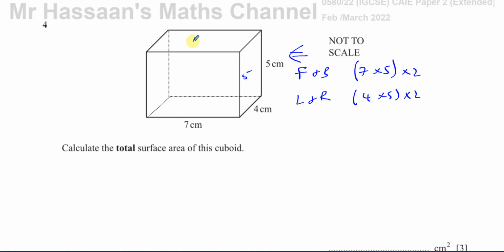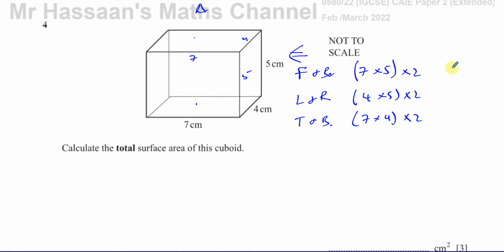And then we got the top and the bottom. If we were looking from above, we would see a rectangle in front of us, and its dimensions would be 7 by 4. So you have 7 times 4, and we got the top and the bottom, so times 2 of them. That's the top and the bottom. Okay, so this is the back and this is the bottom. So now we're going to see what we get.